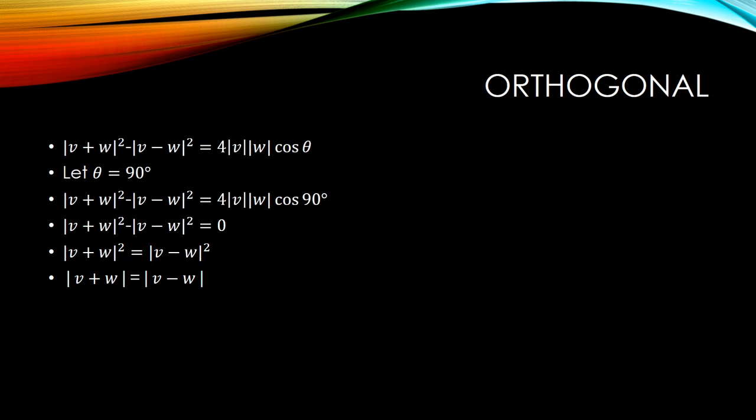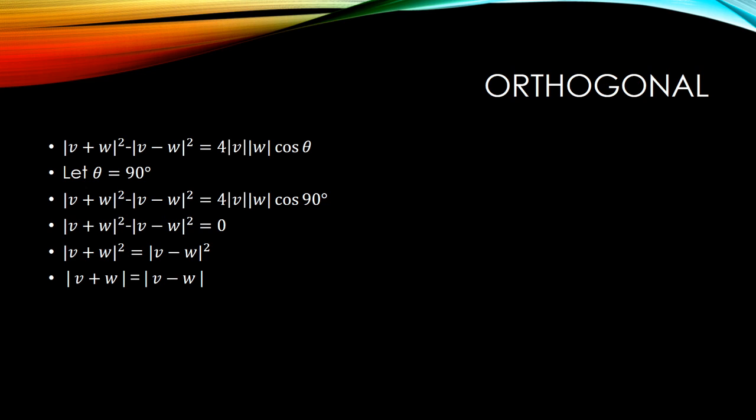Now what if v and w are orthogonal? So let's look at the same formula, and because they're orthogonal, the angle is 90 degrees. So let's plug in theta equals 90. So on the right side, we know that cosine 90 is 0. So 0 times 4 times the two norms will just give me 0.